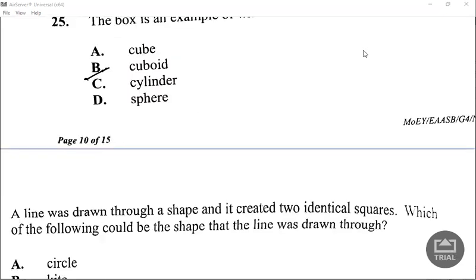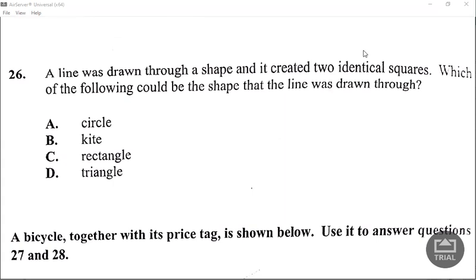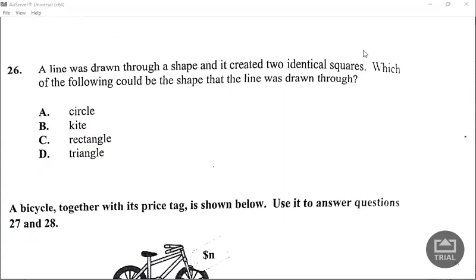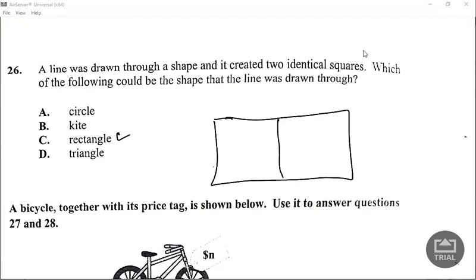All right, 26 says, a line is drawn through a shape and creates two identical squares. Which of the following could be the shape that the line was drawn through? Could be a rectangle, and you create two identical squares. Yeah, it couldn't be a triangle. I can't get two squares from that.